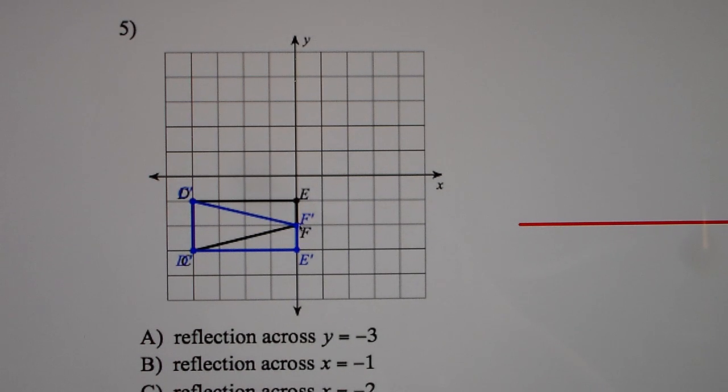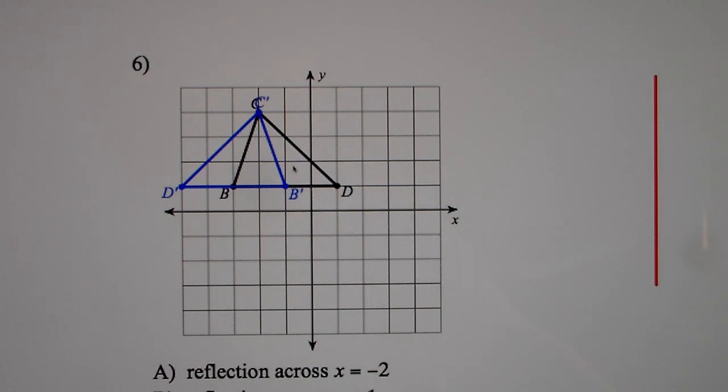Alright, so F is right on top of each other, and these two, D and D prime, halfway in between is right there. So we connect those 2 points. And we see it's a horizontal line at y equals -2. So 5 is D. Reflection across y equals -2.